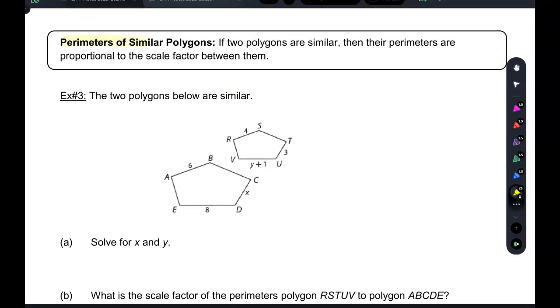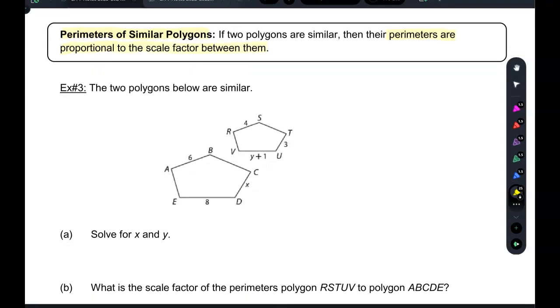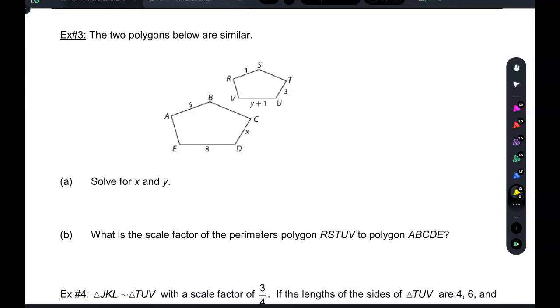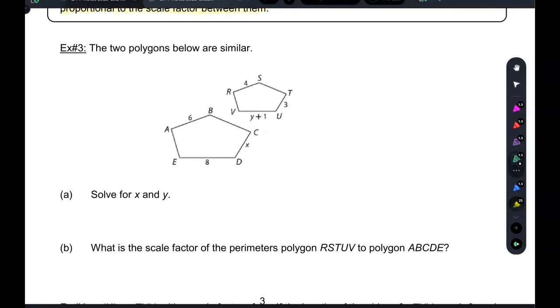All right, similar polygons have similar perimeters, meaning their perimeters are proportional to the scale factor between them. So let's take a look at the two polygons below that are given as similar. Let's solve for x and for y. So let's see. Okay, I know 6 and 4. So 6 is to 4 as x is to 3, or you could do 4 over 6 and 3 over x, right? It doesn't really matter as long as you make sure that the corresponding sides are matching.